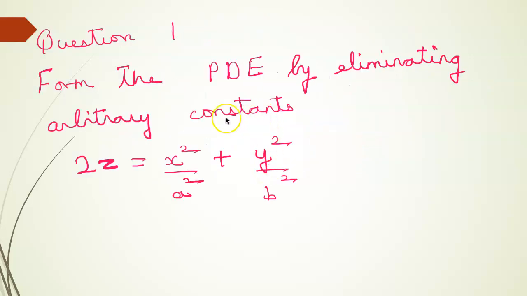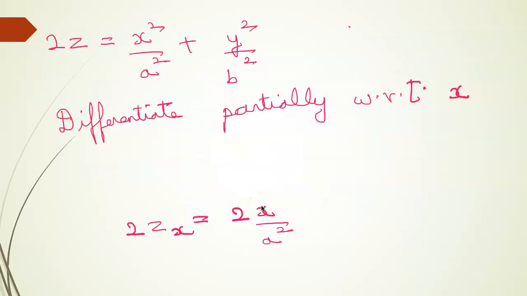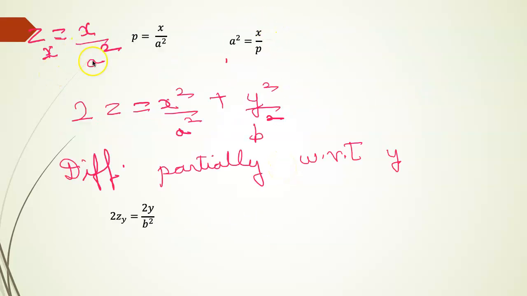Coming to questions. Form the partial differential equation by eliminating arbitrary constants. So I have 2z equal to x squared by a squared plus y squared by b squared. So we have to eliminate a and b. First differentiate this partially with respect to x. So I get 2z_x is 2x by a squared. So z_x, or p, is x by a squared, or a squared is x by p.